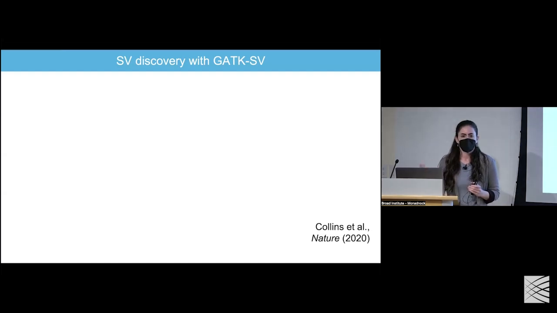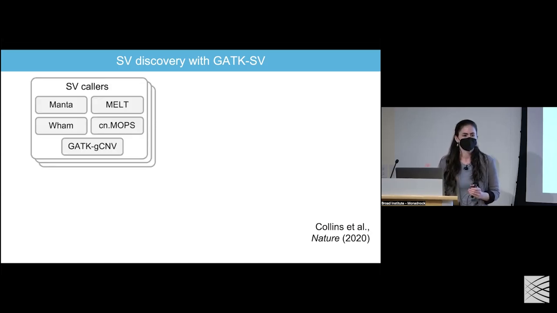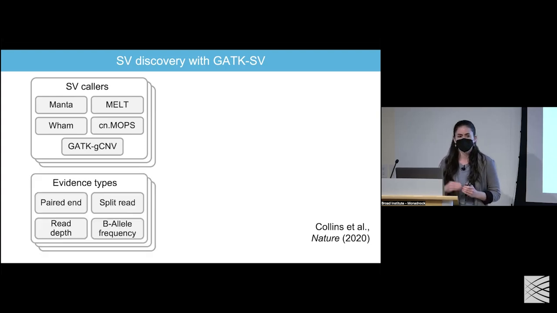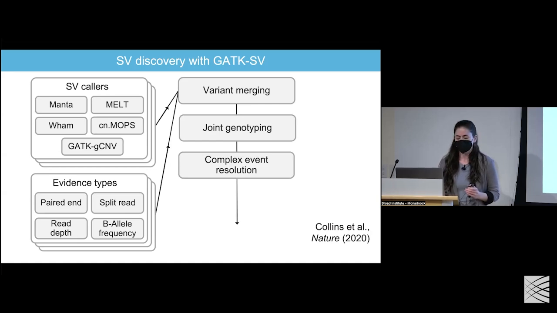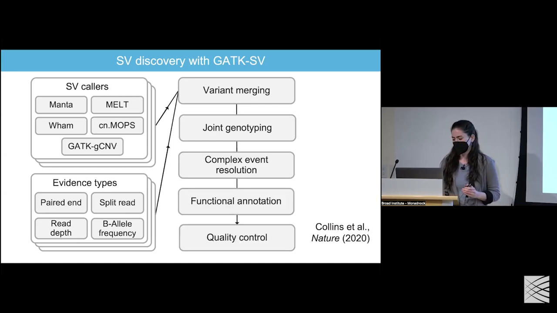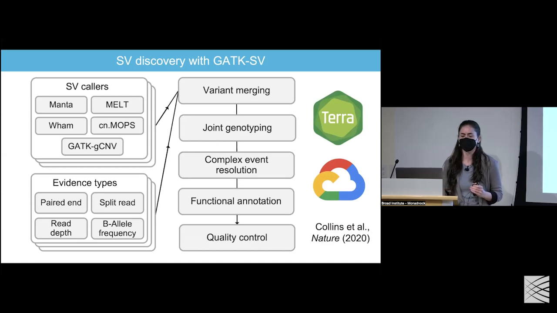So I'll start with a schematic of the bird's eye view of those pieces, and then we'll go through them each in detail. So GATK SV takes an ensemble approach, employing 5 different SV discovery algorithms and utilizing all 4 of those evidence types we discussed. We then merge variants, joint genotype all sites and all samples. We perform complex event resolution, functional annotation, resulting in a call set with high sensitivity and high specificity, as Xuefang showed. And this pipeline is designed to run in the Google Cloud platform, and in particular in Terra.